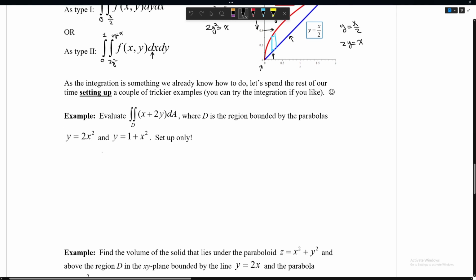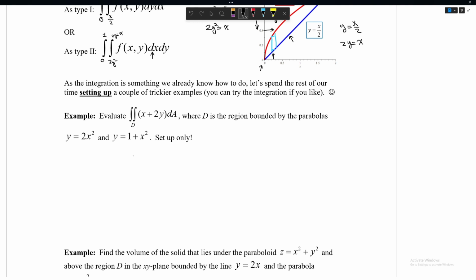Okay, so now we're evaluating this, where D is the region bounded by the parabolas. So I have this parabola and this parabola set up only. Now, how do we set this up? So we know D is some region on X and Y. Right? So the first thing is, this is on X and Y, draw your X and Y axes.